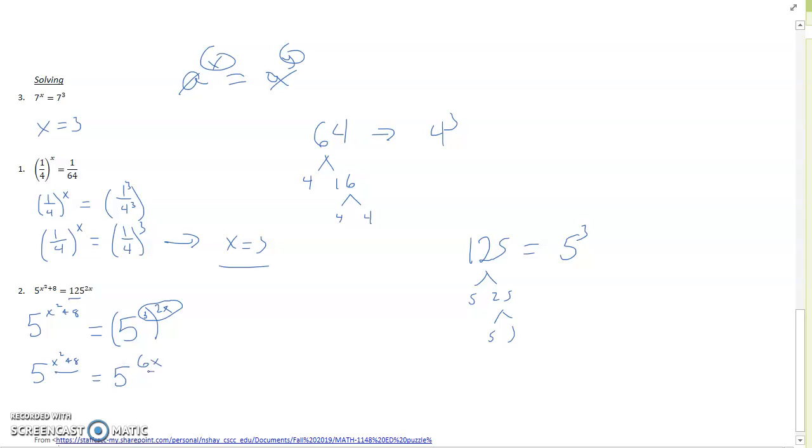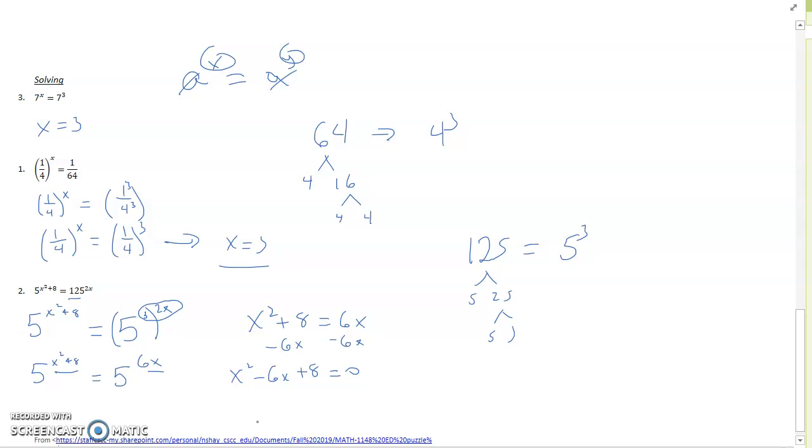So that's going to allow us to set these two things equal to each other. So we're going to get x squared plus 8 equals 6x. And I'm thinking I got to move that 6x over because I got to try to solve for x, I got to get everything equal to 0. x squared, I'm going to put the minus 6x here, plus 8 equals 0.